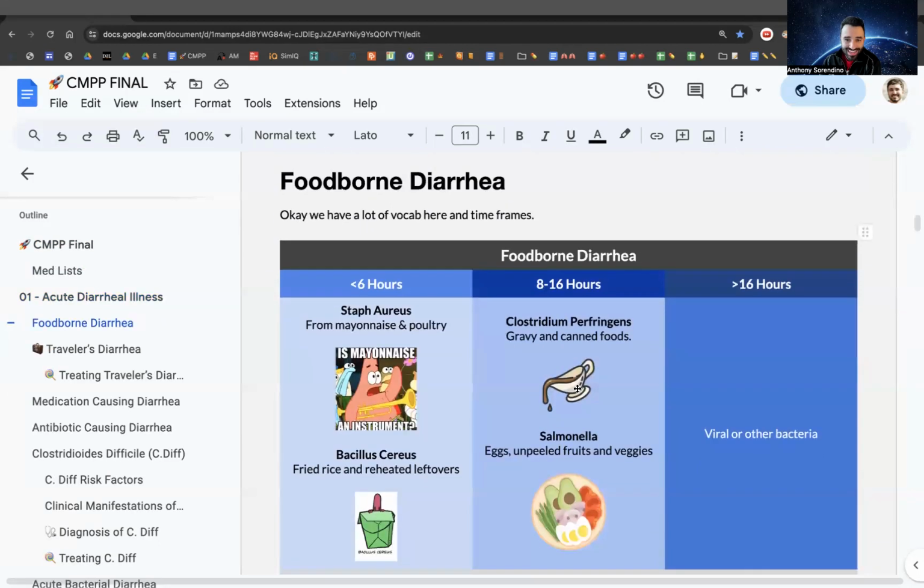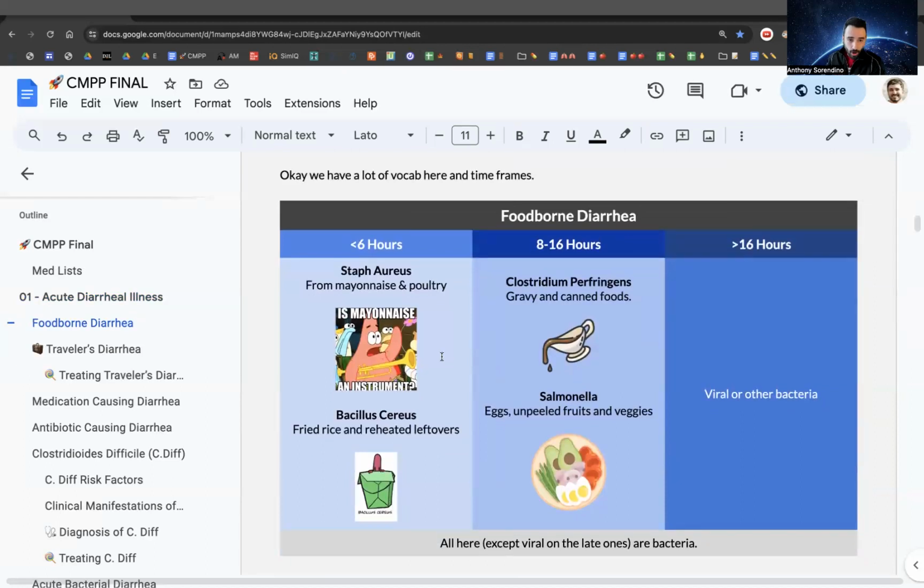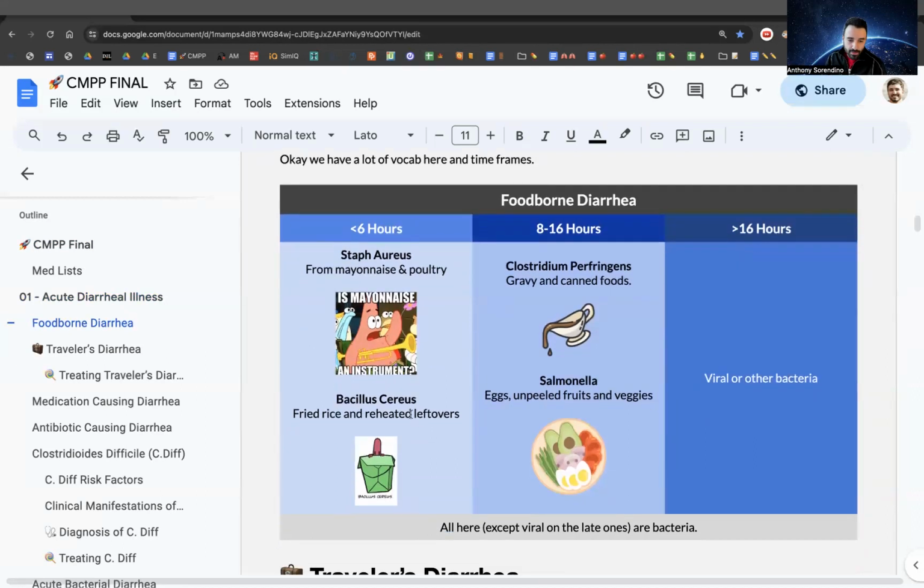All right, you can also get diarrhea from food, and there's 3 time frames here. If you get it relatively quickly, less than 6 hours, it's going to be your Staph aureus. You get that from mayonnaise. You get that from poultry. Mayonnaise an instrument is a good meme from SpongeBob. Think of SpongeBob as a staff member of the Krusty Krab, and they're making nasty chicken, mayonnaise, poultry, Staph aureus, whatever. Then there's this one here, Bacillus cereus.